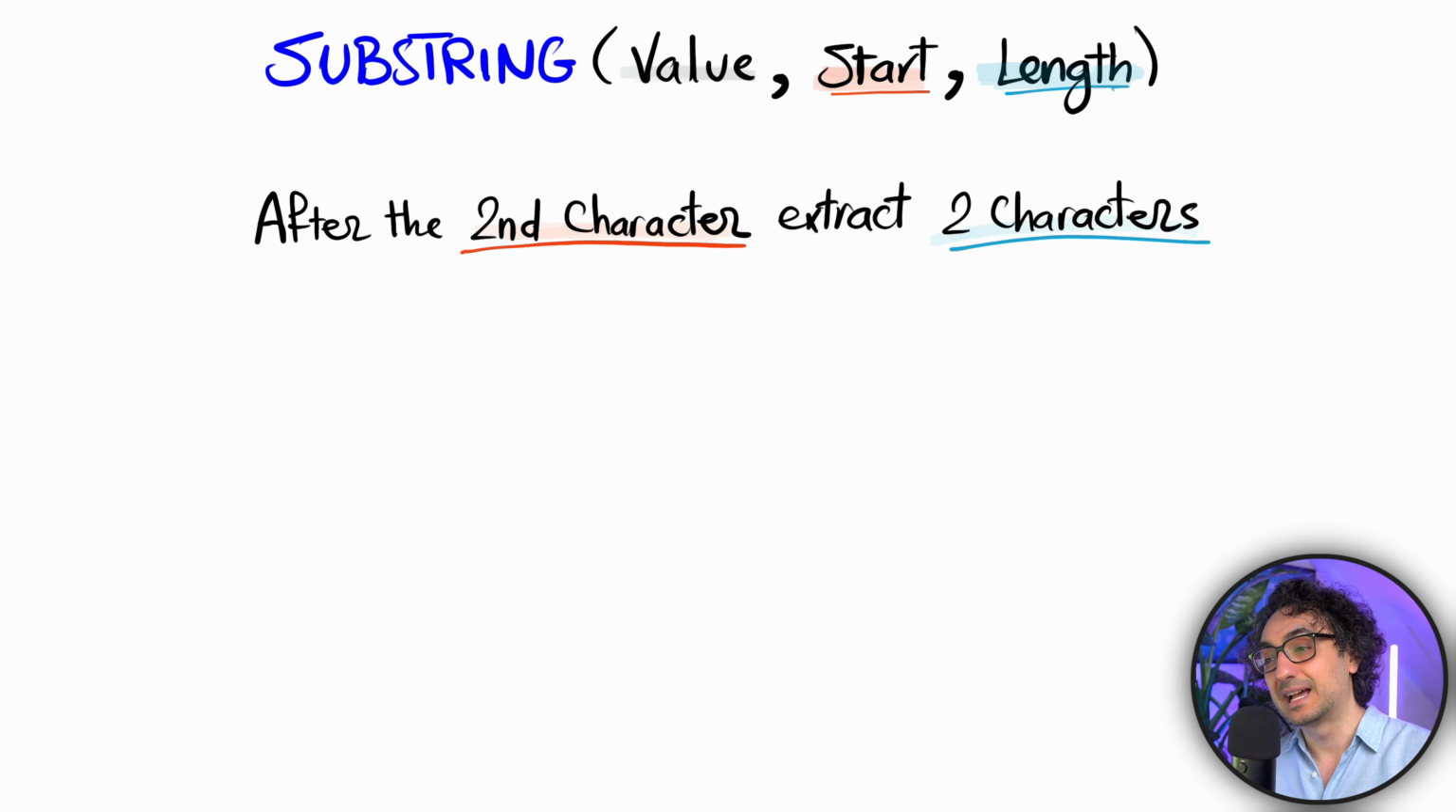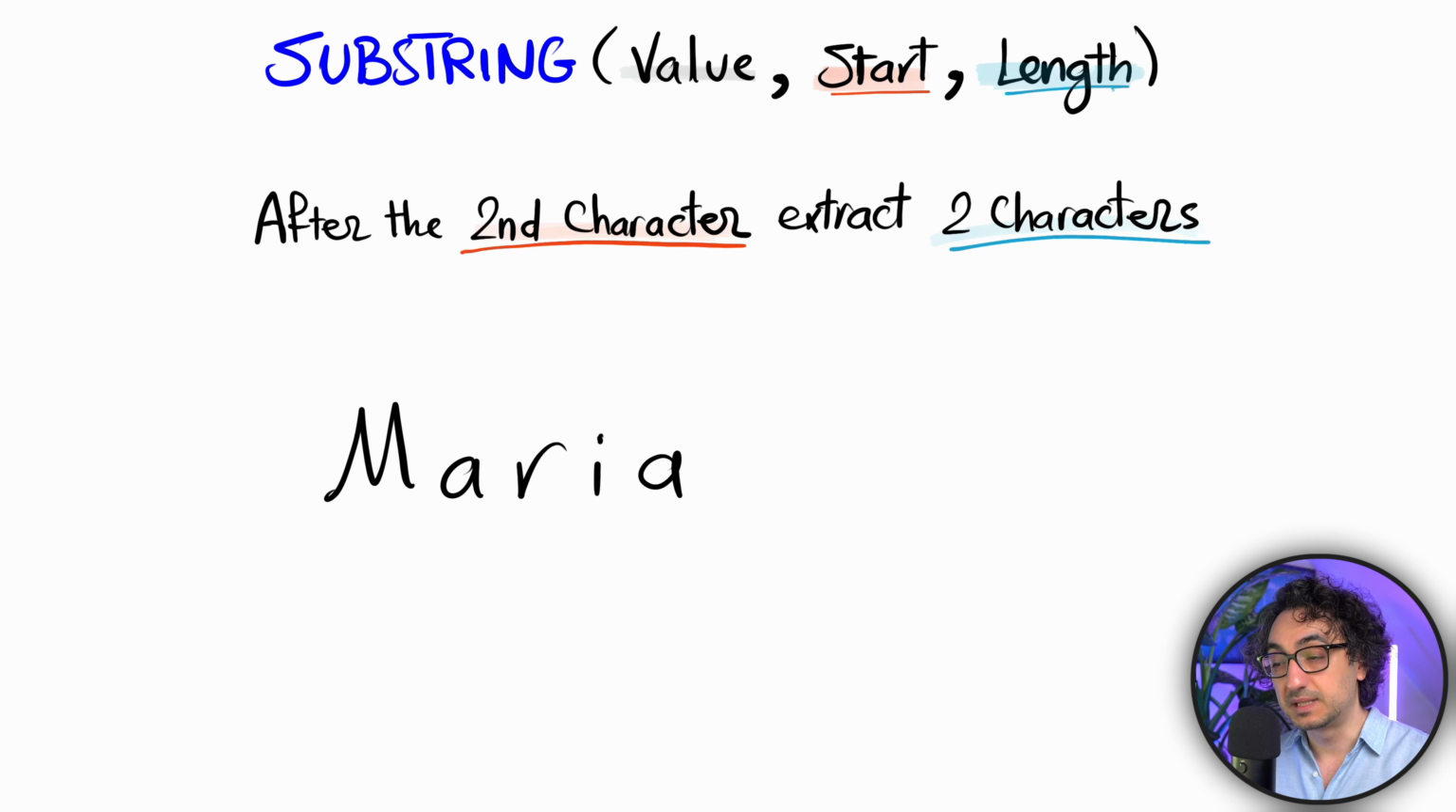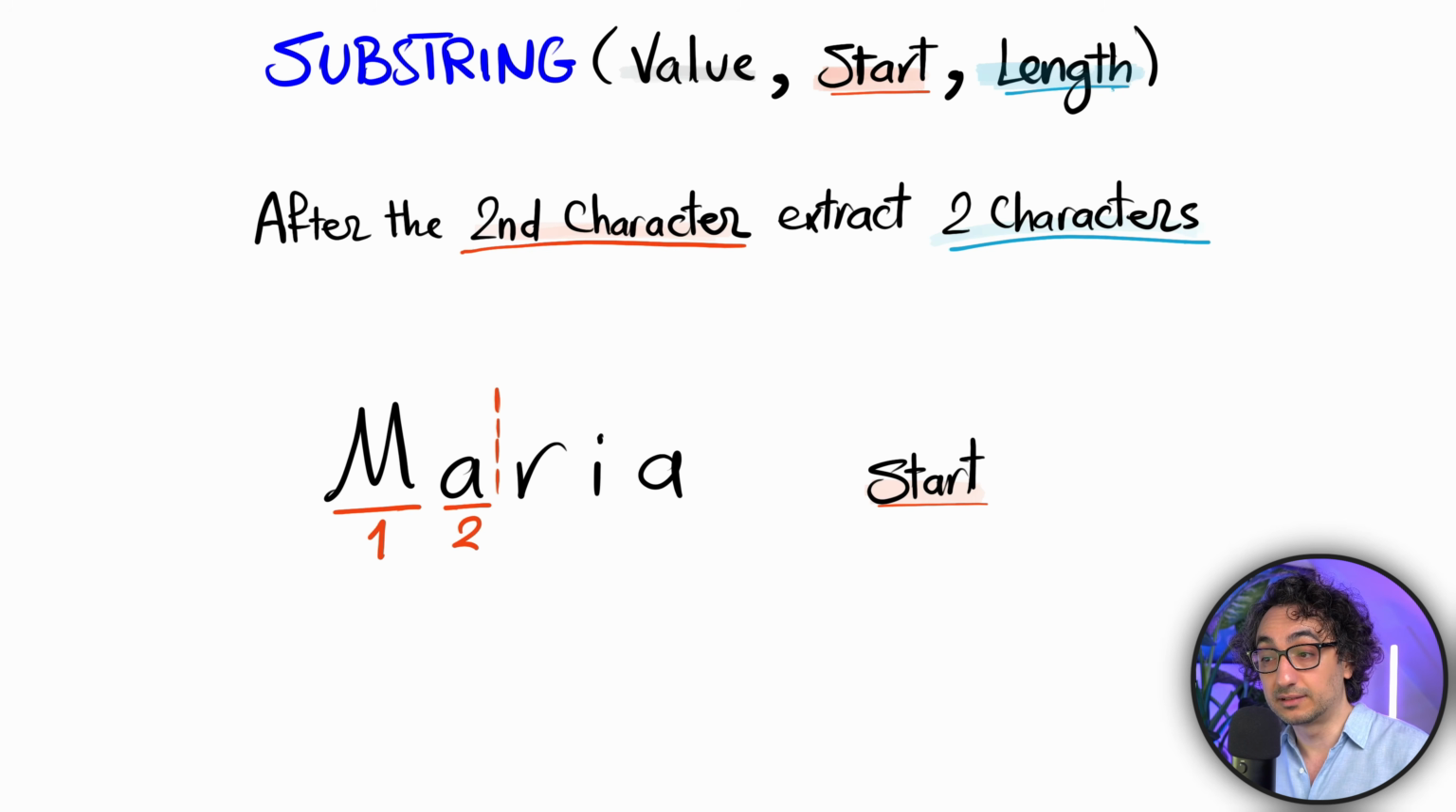So let's have this example. If we have Maria, now we have to specify the starting position. Now we are saying after the second character. So the first character M is 1, then A is 2. After 2, we get the position number 3, right? So starting from R. So that means we have to specify for SQL 3, because the starting position is gonna be number 3. This is after the 2. Now we want only 2 characters, so we want the R and the I.